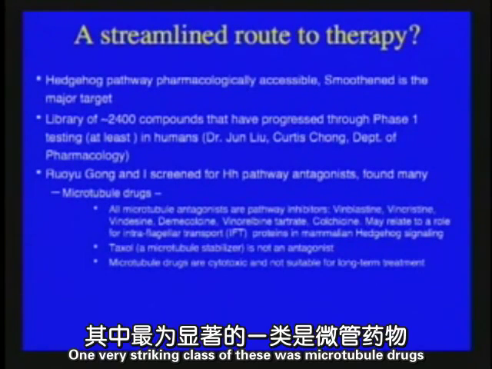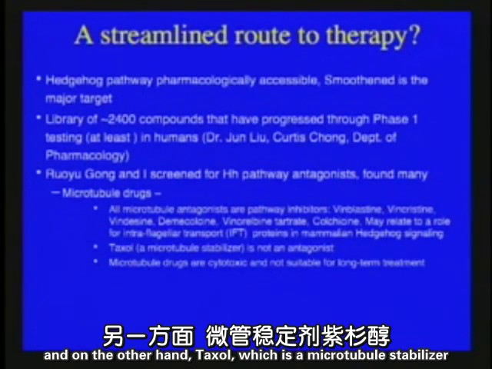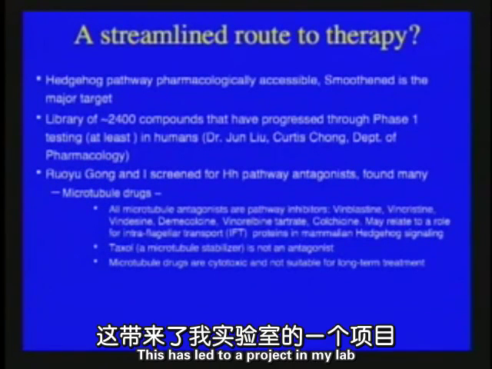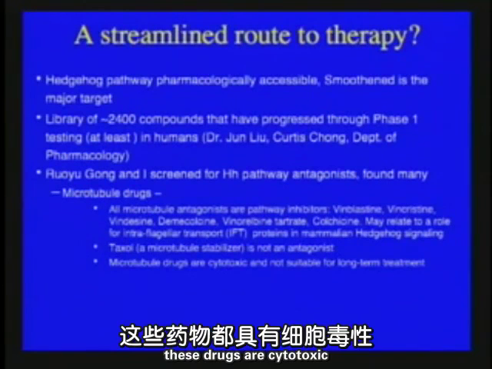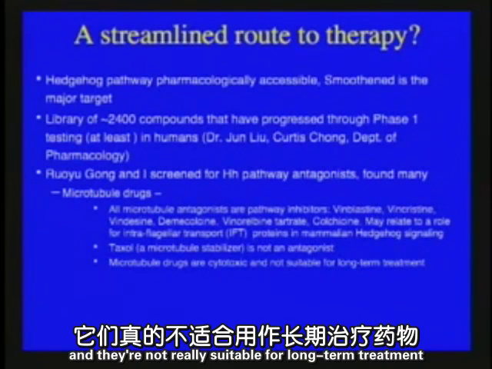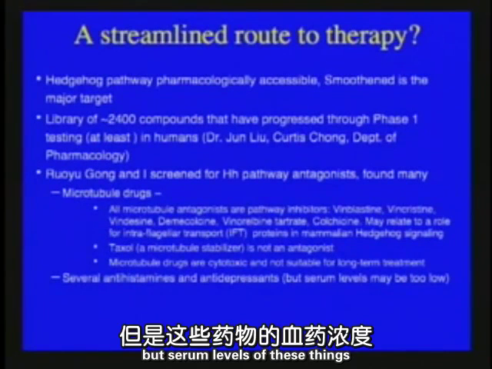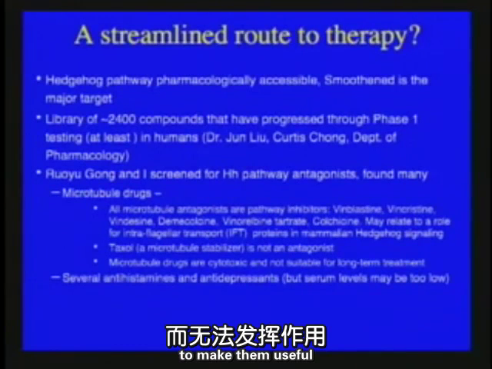One very striking class of these was microtubule drugs. So all microtubule antagonists are pathway inhibitors. And on the other hand, Taxol, which is a microtubule stabilizer, is not an antagonist. This has led to a project in my lab to try to understand the role of microtubules in signaling. But in any case, these drugs are cytotoxic, and they're not really suitable for long-term treatment. We also found several antihistamines and antidepressants and some antibiotics, but the achievable serum levels of these things might be too low to make them useful.